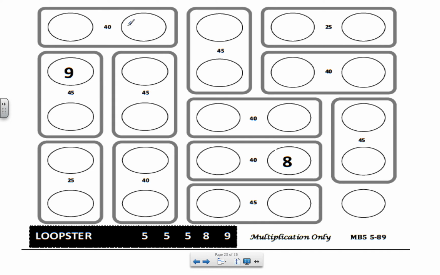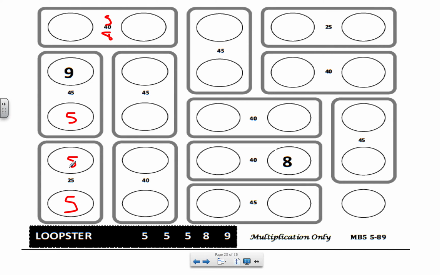What makes 40? 5 times... I don't know which way it goes, so I'm just going to put a baby 5 and a baby 8 right there. Now, oh, look at this. Coach K is so nice, he gave us one of the answers. 9 times what is 45? This is 5. Down here, what makes 25? 5 times 5.